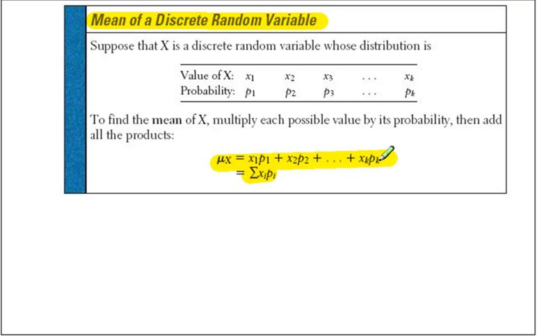It looks much more complicated than it is. Very simply put, you're going to multiply each possible outcome times its probability. You get a number, and then you add all those numbers up, and that is the mean.